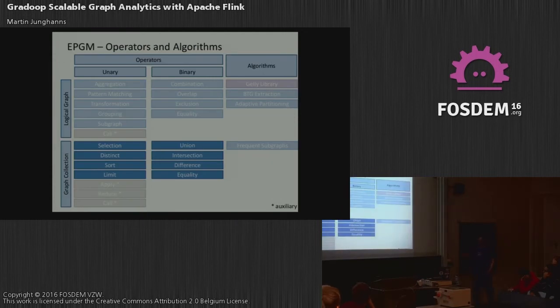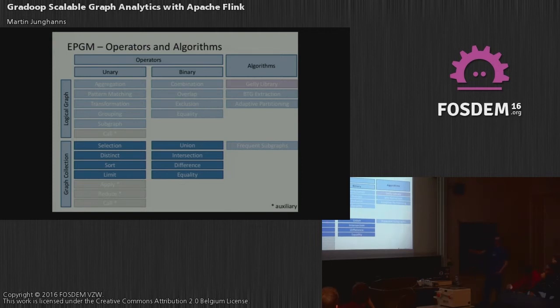Okay, let's look at graph collection operators, which are also unary or binary. I mean, most of them should be known from SQL, for example, union, intersection, difference. Now you know why we have had to rename those. Also, equality has the same two implementations. We can compare collections based on the elements contained in the collections, so their identity or their equality in terms of same properties, same label, and so on.